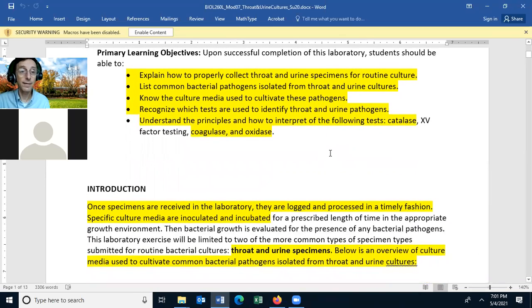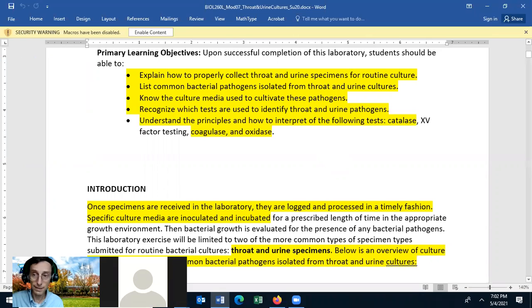Primary learning objectives: Explain how to properly collect throat and urine specimens for routine culture. List common bacterial pathogens isolated from throat and urine cultures. Know the culture media used to cultivate these pathogens. Recognize which tests are used to identify throat and urine pathogens, and understand the principles and how to interpret the following tests: the catalase test, the coagulase test, and the oxidase test. Let me put this at the bottom so it'll be out of the way.